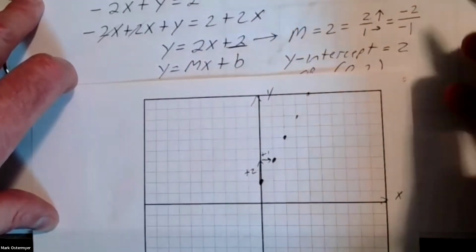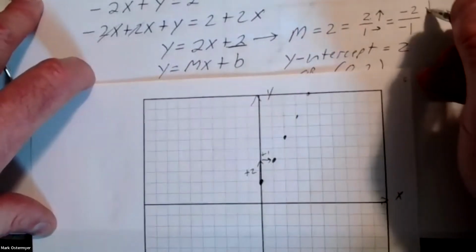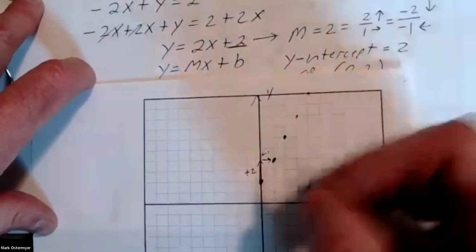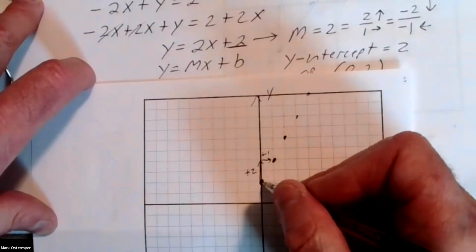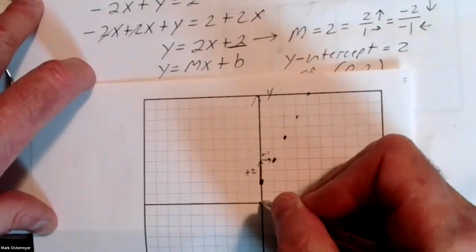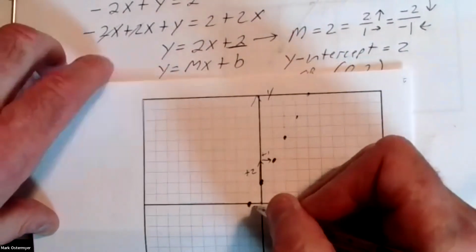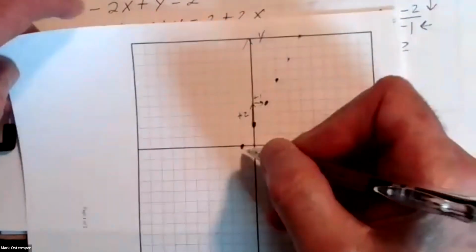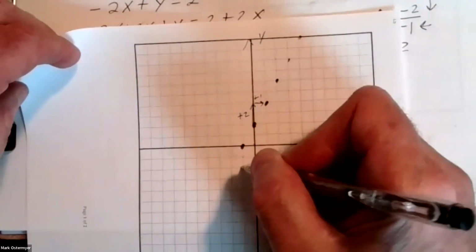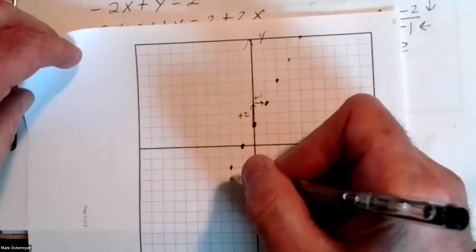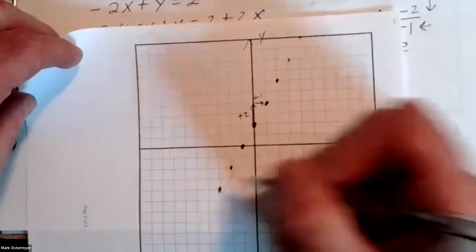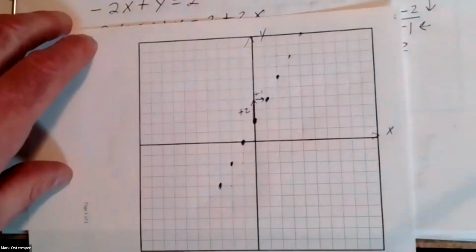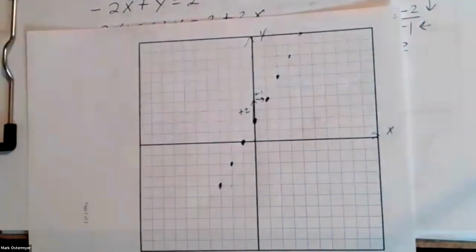Same thing. So I could have gone from my y-intercept down 2 units and 1 unit to the left. Down 2, negative 1, negative 2, and then 1 to the left, another point on our line. I think we have more than enough points to graph this line.